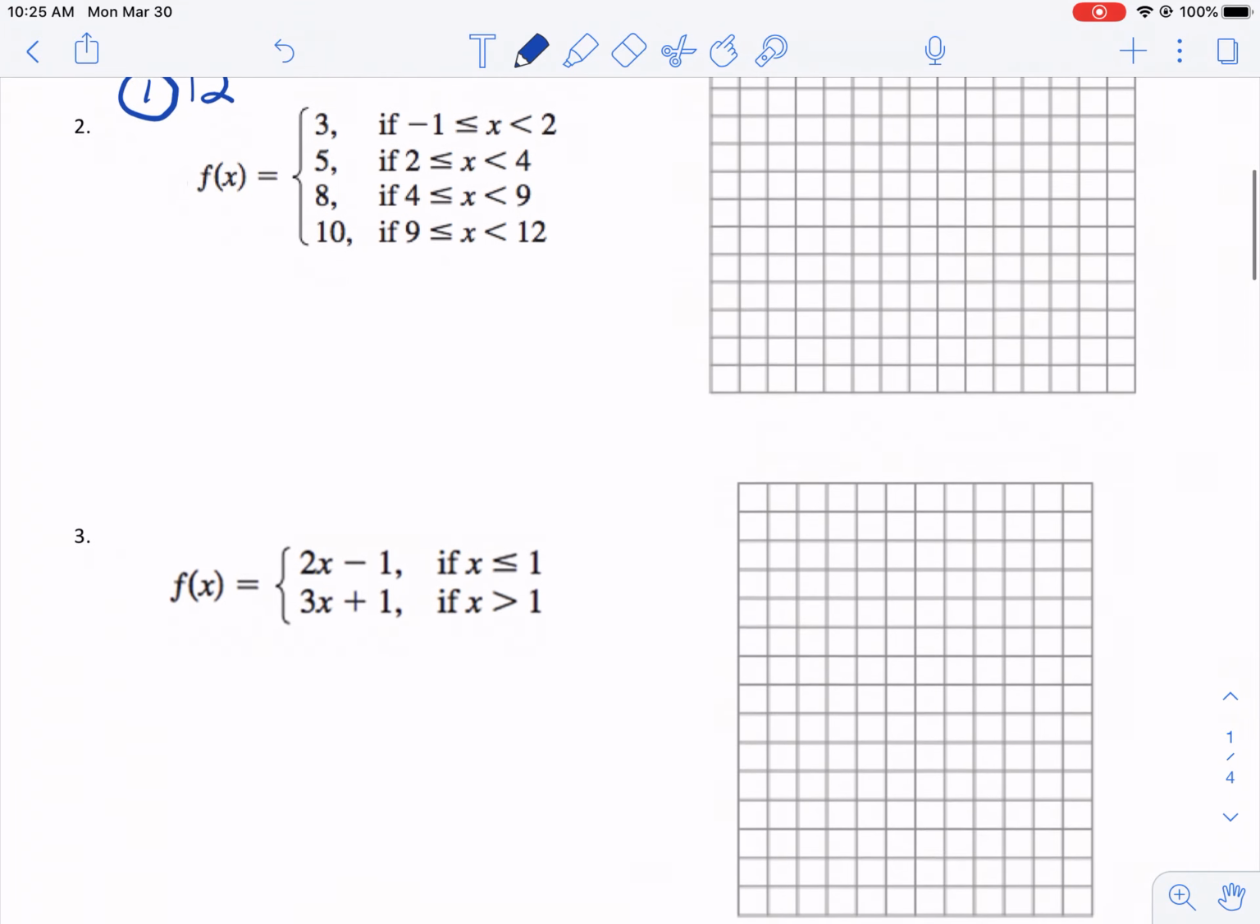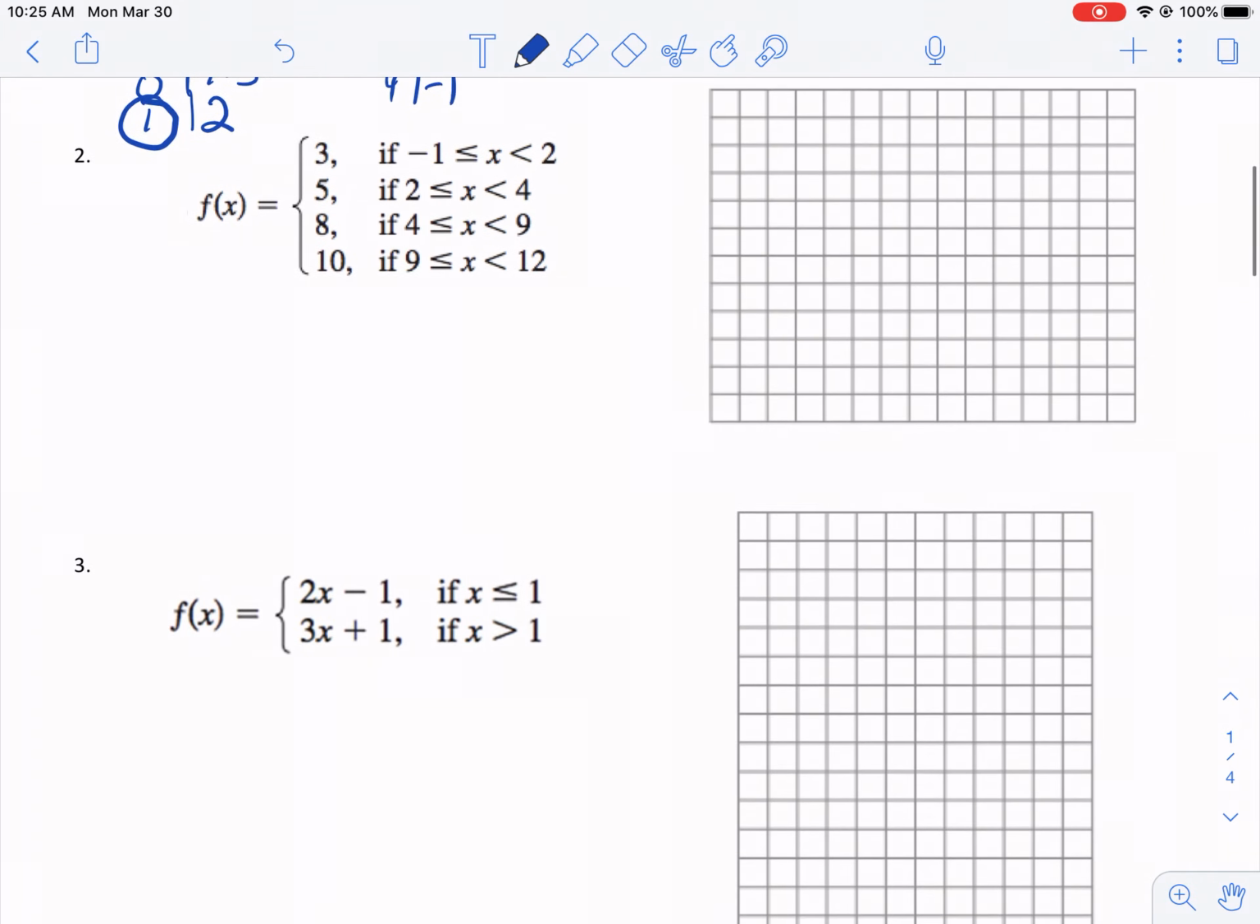Number 2 is a step function. And step functions don't require a table. Step functions don't have any x's in them. These are all horizontal lines. And I need to replace my y-axis because I need to go from 9 to 12. So I'm going to put it way over here.